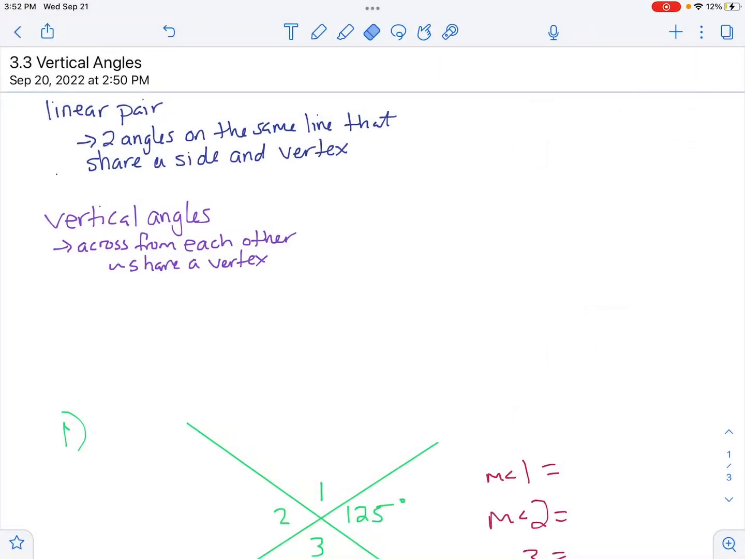All right, let's talk about linear pairs and vertical angles. So now we're going to start learning angle pair relationships. So remember, a linear pair is two angles on the same line that share a side and a vertex. So what's that look like?